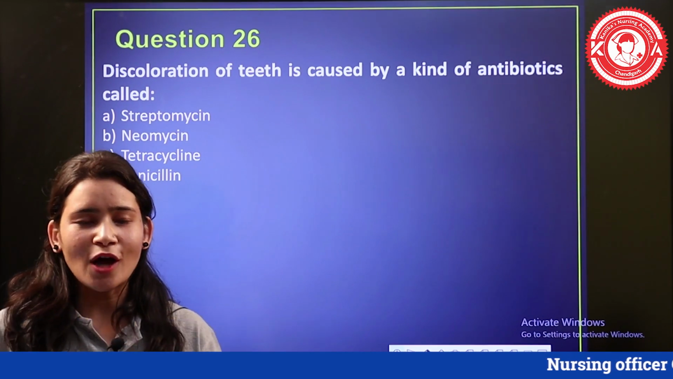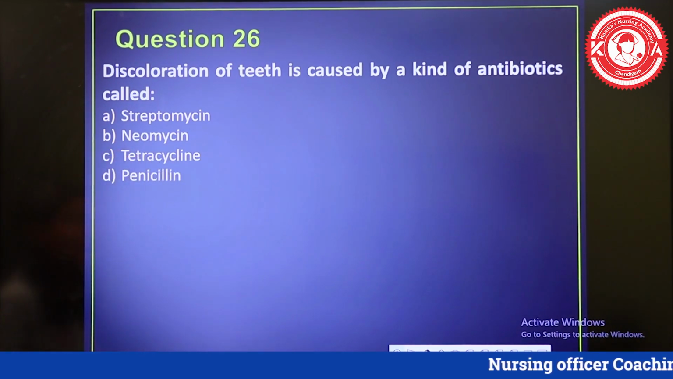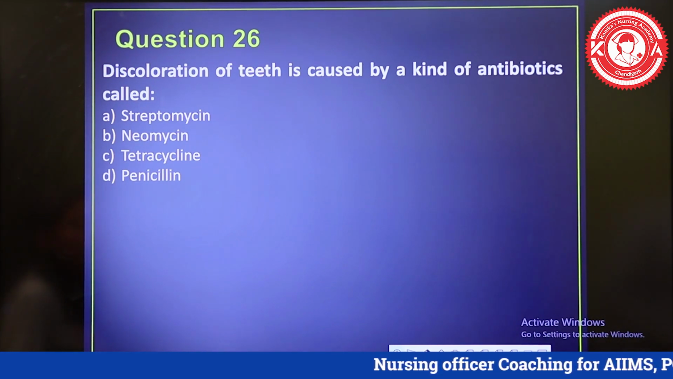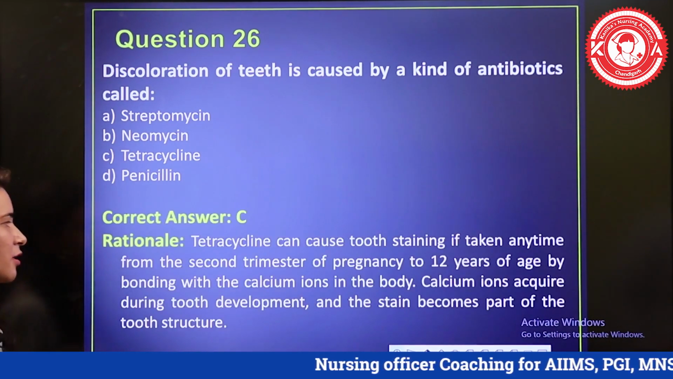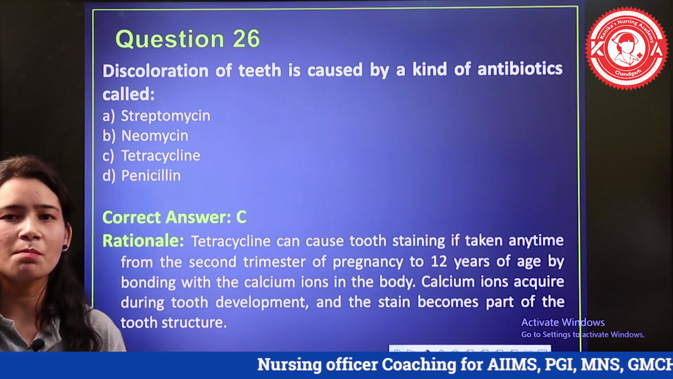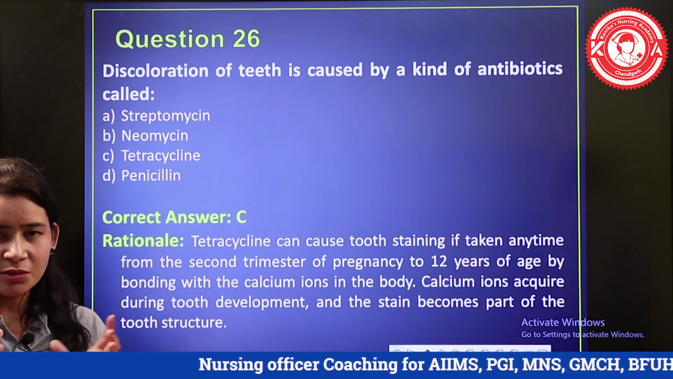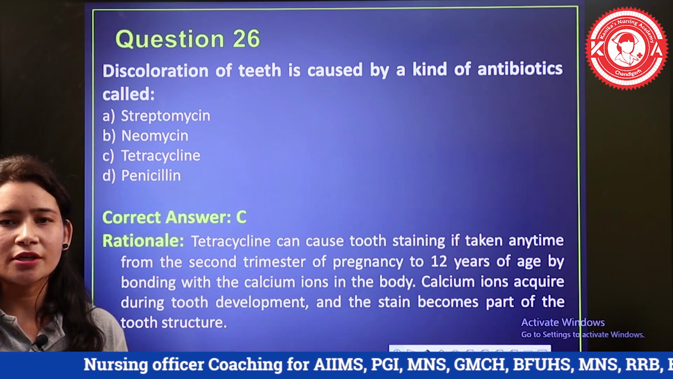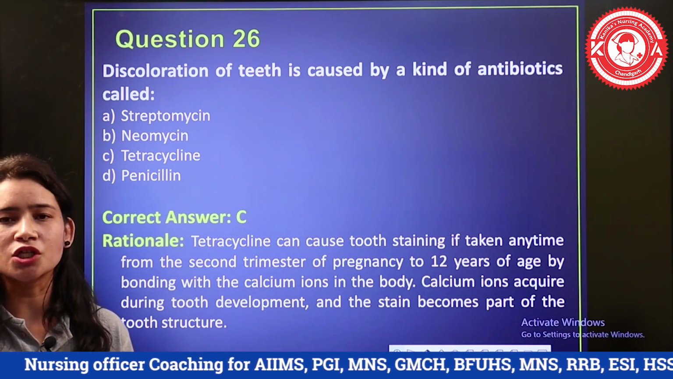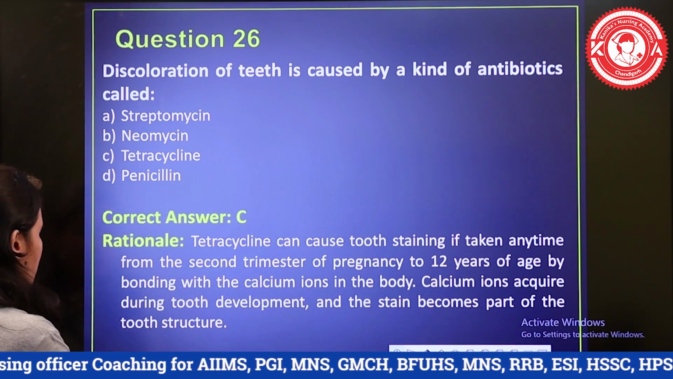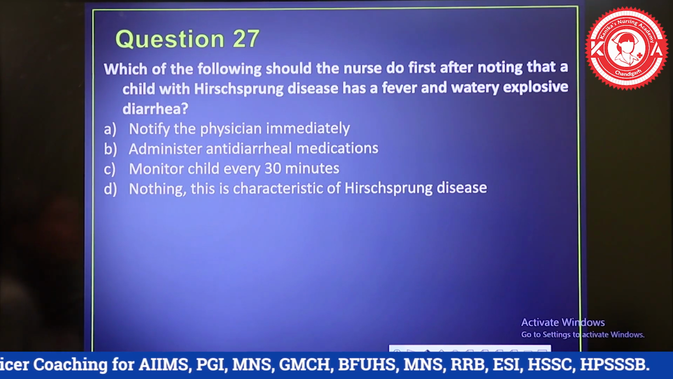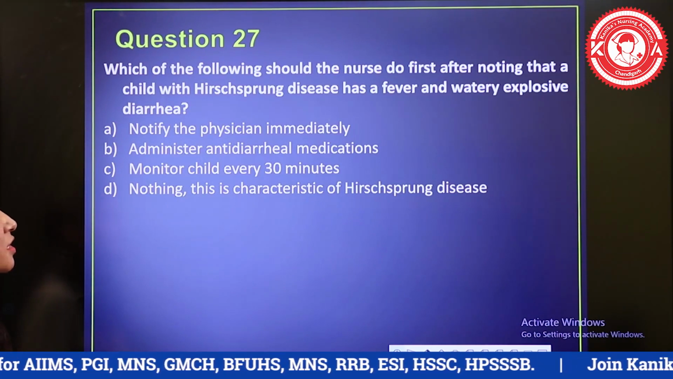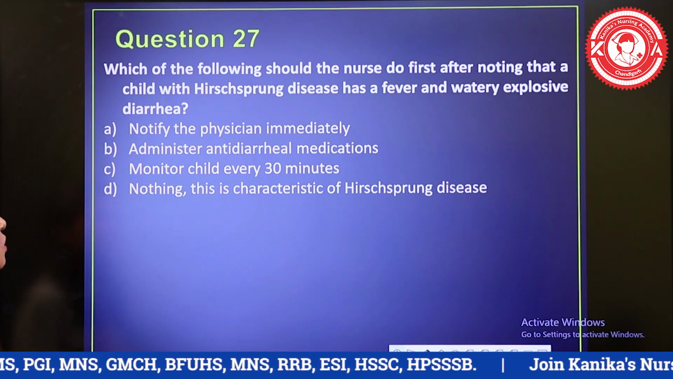So now next question is, discoloration of teeth is caused by a kind of antibiotic called. So right answer is tetracycline, because tetracycline binds with calcium, and because of this binding, tetracycline causes tooth staining. And tetracycline is a bacteriostatic drug. Now next question is, which of the following should the nurse do first after noting that a child with Hirschsprung disease has a fever and watery explosive diarrhea?